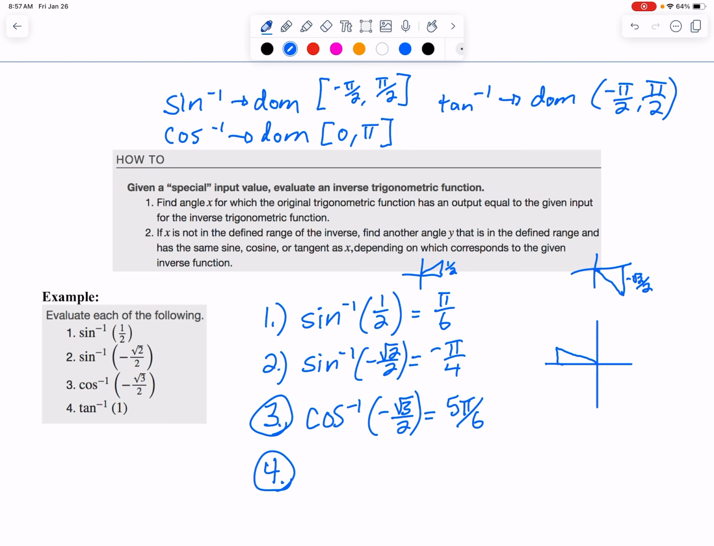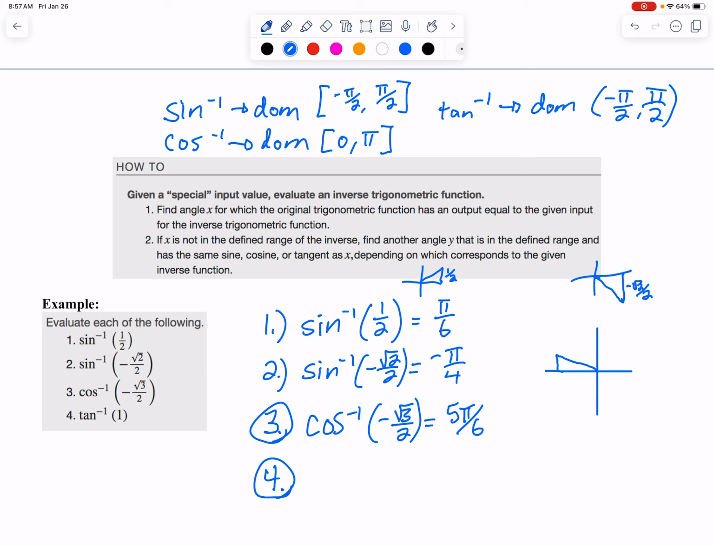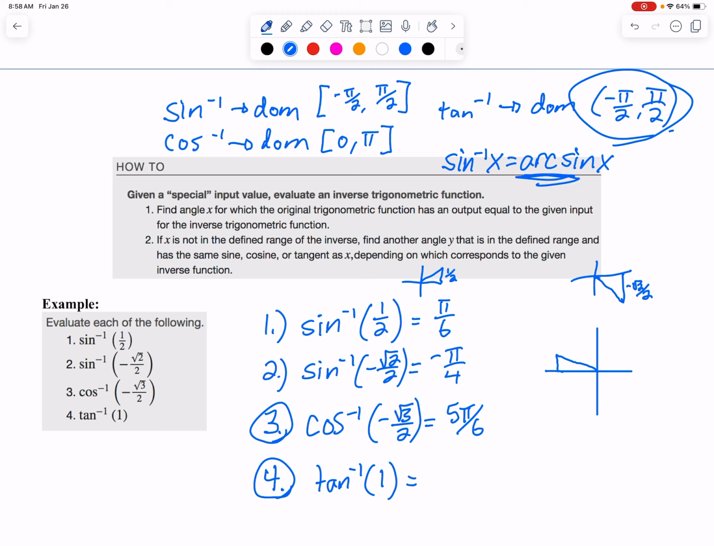All right, number 4, that's dealing with tangent. Tangent is between negative pi over 2 and pi over 2, and they want to know when is tangent 1. So the arctan, I need to mention that. Sometimes we use a different notation. Instead of using sine inverse like this, we'll write arc sine. Some people didn't like the -1 thing. They thought it was confusing, so they just wrote a whole different definition. So those are equivalent. You can use either one you would like, sine, arc sine. There's also cosine, arc cosine, tangent, arc tangent. All of them can be called arc.